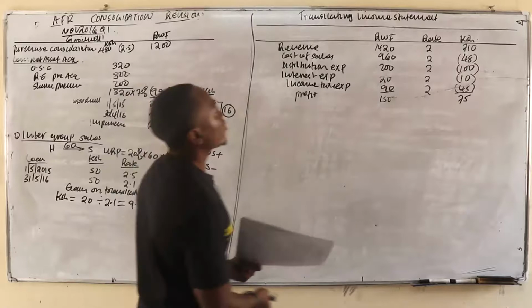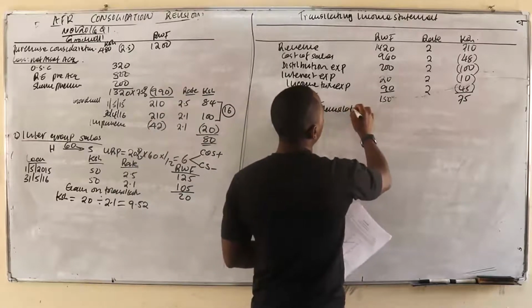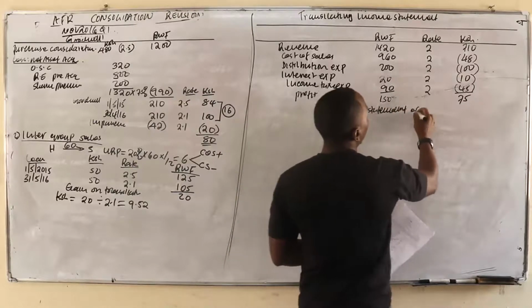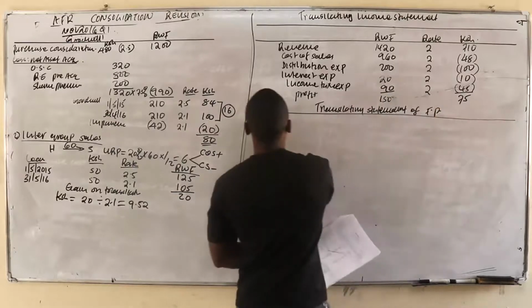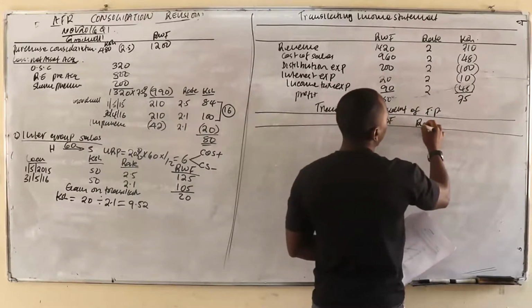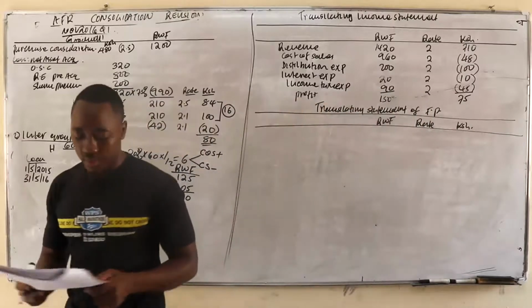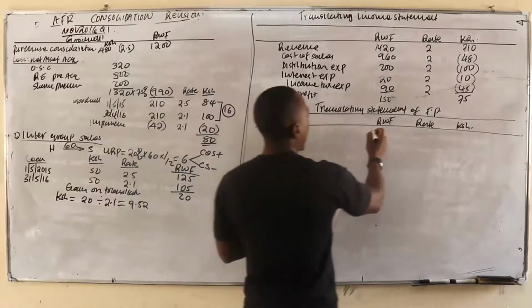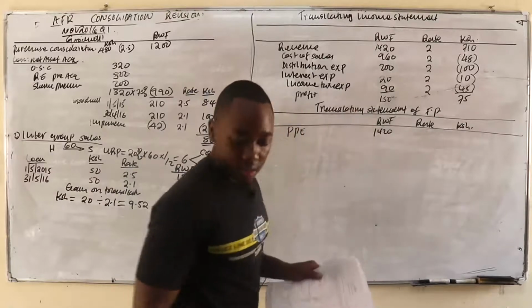Now let's also translate the balance sheet. Translating statement of financial position. Rwandese franc rate, we get in Kenyan shillings. Let's go to the balance sheet. We have PPE. We had an amount of 1460.